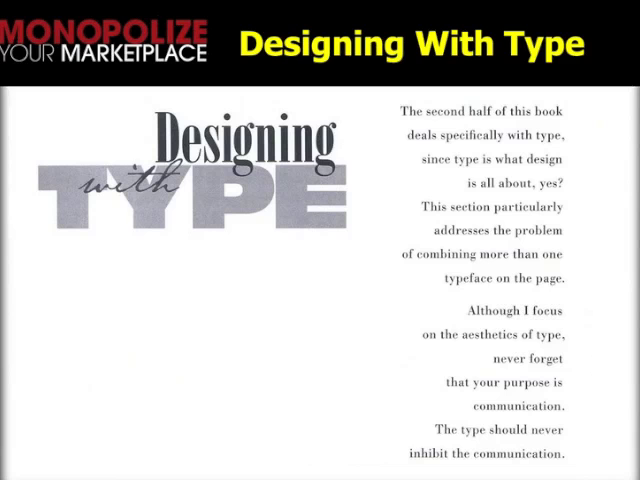Okay, designing with type. Let's talk about this just for a little bit. Okay, now we're getting into the second half of the book, as you'll see there, specifically with type, since type is what design is all about. Yes, this section particularly addresses the problem of combining more than one typeface on the page. Although I focus on the aesthetics of type, never forget that your purpose is communication. The type should never inhibit the communication. So let's get into a couple principles of designing with type. And this is the bigger topic, just called typography.